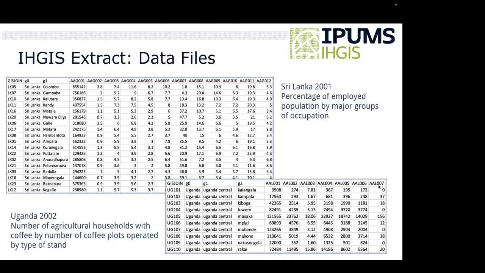And then each of the columns will be a data column that might be a count of people with a particular set of characteristics, or a percentage, or some other aggregation that summarizes the population in that place. So these are two quite different censuses, a Sri Lanka population census and a Uganda agricultural census, but the data all looks the same when it comes out.